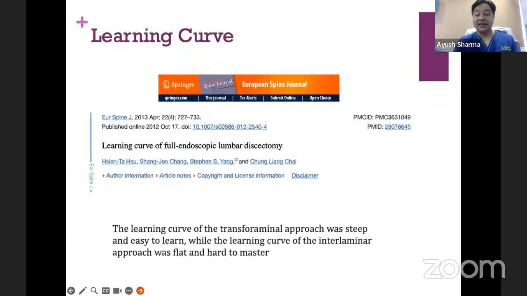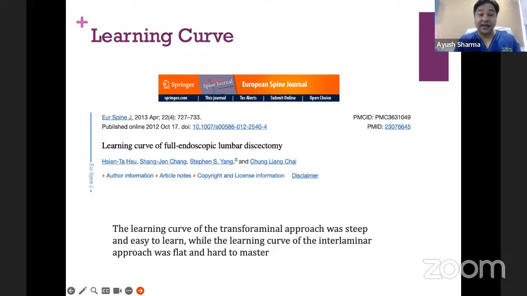So basically these cases were just to show you that although the regular routine work for me is interlaminar, when you are in situations which are difficult or different to approach at a higher level, that is where I go for the transforaminal approach.